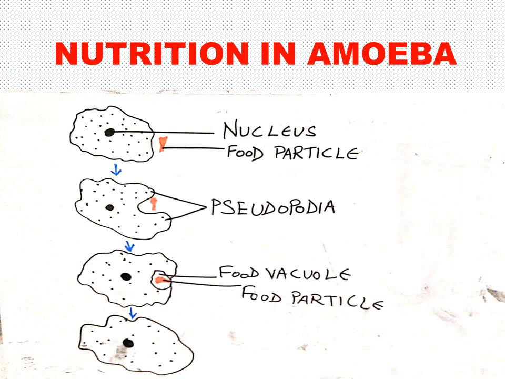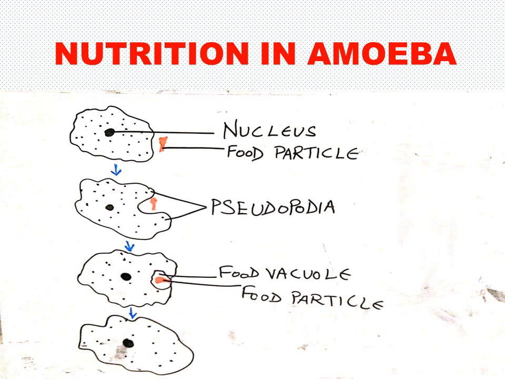As you can see in the diagram, the structure of amoeba is given to us. In the center, it consists of the nucleus, and the red colored part is the food particle. The amoeba builds up false feet around it called pseudopodia, which create a food vacuole around the food particle, which is clearly seen in the third diagram. And this is how the amoeba takes food inside its body.